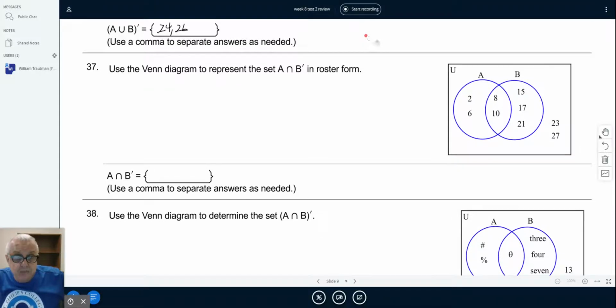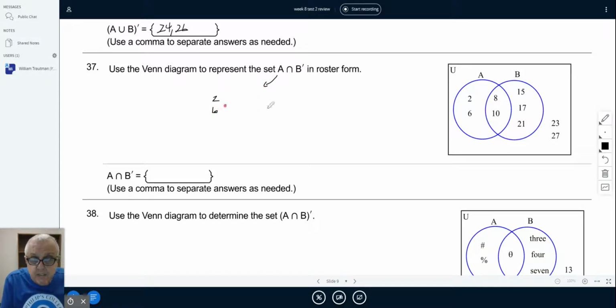Number 37. A intersect not B. So first I want to find everything in A. A has 2, 6. Why don't I write it out in roster method form? A has 2, 6, 8, and 10. You see, these are in A.